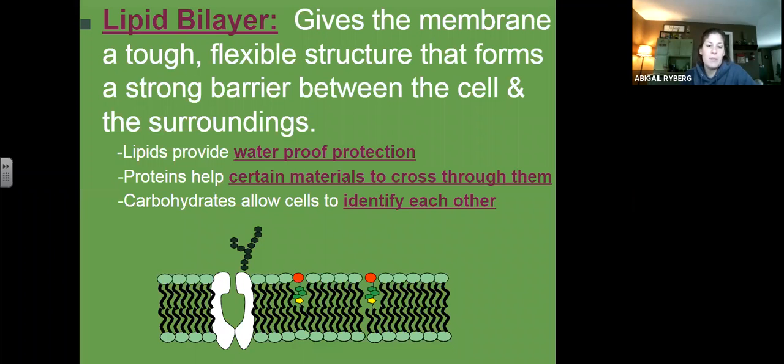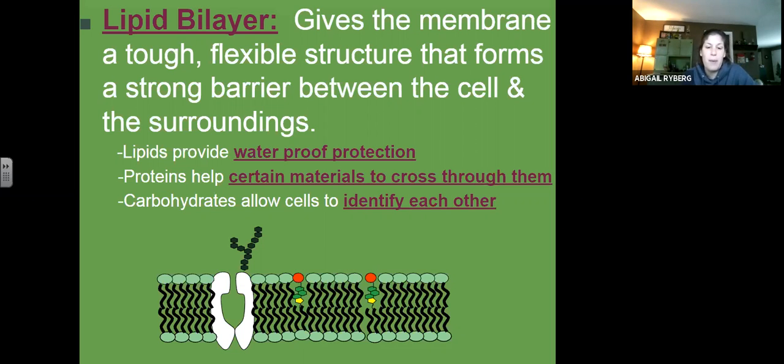Looking a little bit deeper into the cell membrane, we actually call it a lipid bilayer. So you know what lipids are, and then bi means two. So this is a double layer of lipids. The lipid bilayer gives the membrane a tough, flexible structure that forms a strong barrier between the cell and the surroundings.